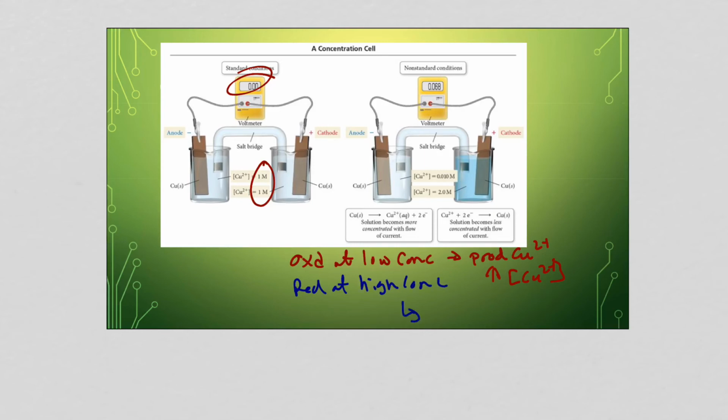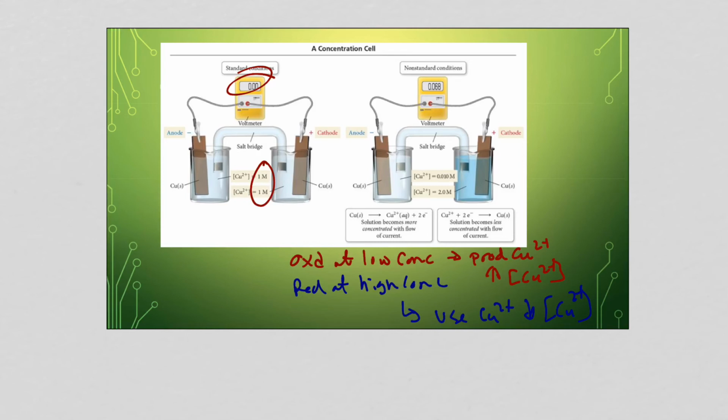And what is that going to do? That's going to use copper 2 plus. So the copper 2 plus is going to be converted to copper metal, and therefore it's going to lower the concentration of copper 2 plus, reducing this higher concentration. So we see the low side raising the concentration. We see the high side lowering its concentration.